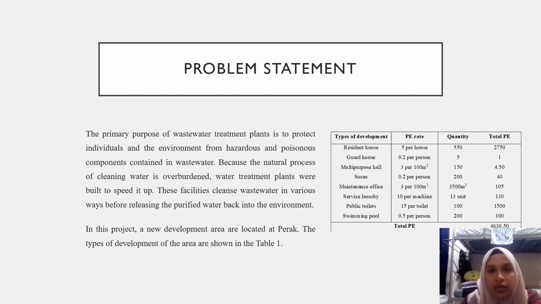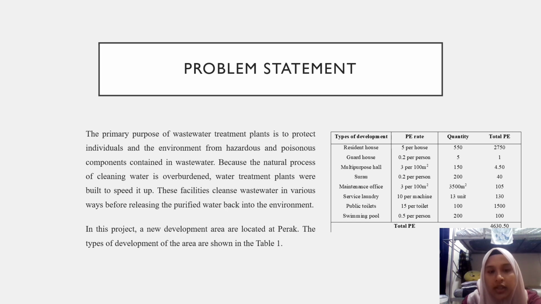I will present about the introduction. For the problem statement, the primary purpose of a wastewater treatment plant is to protect individuals and the environment from hazardous and poisonous components contained in wastewater. Because the natural process of cleaning water is overburdened, a water treatment plant will work to speed it up. This facility cleans wastewater in various ways before releasing the purified water back into the environment.